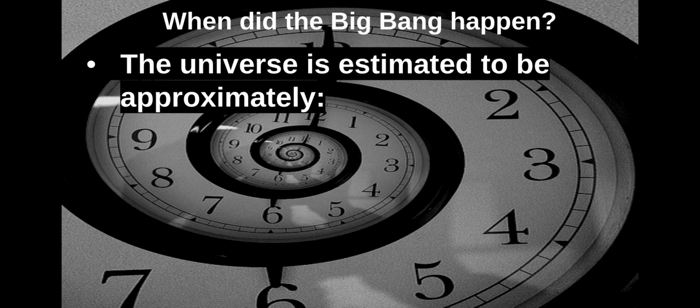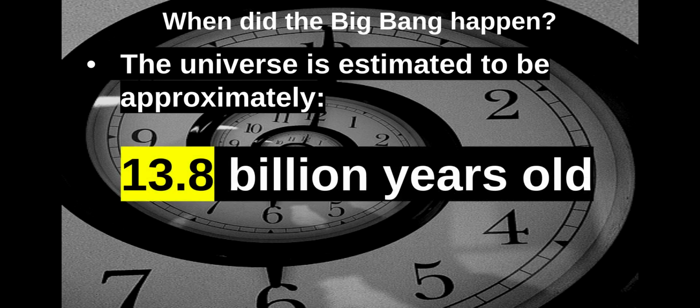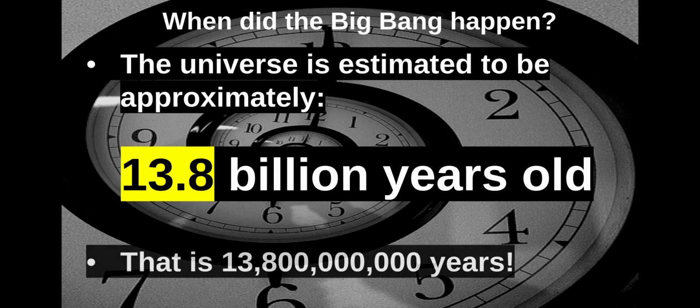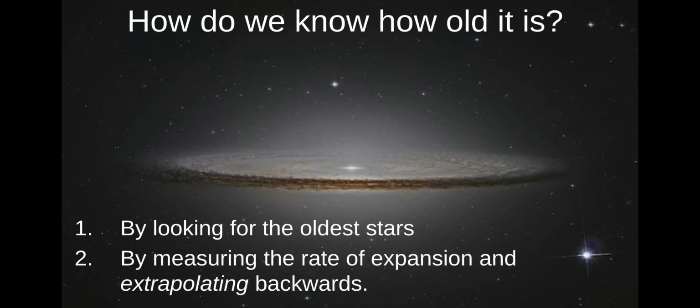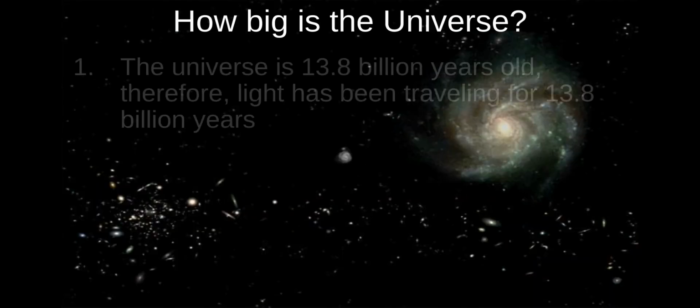The universe is estimated to be approximately 13.8 billion years old, older than our solar system, older than our sun, older than our planet. How do we know how old it is? Well, we look for the oldest stars, and then if we can measure how fast things are expanding, we can use that same math to create formulas to go backwards and find out when things started.